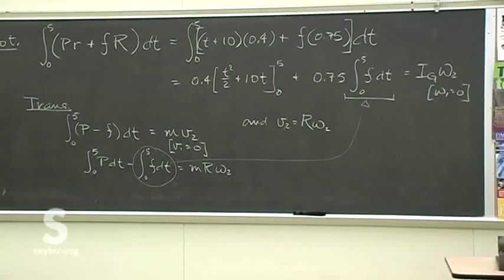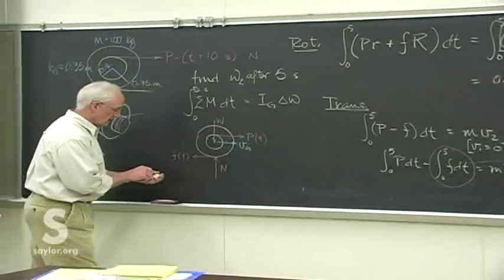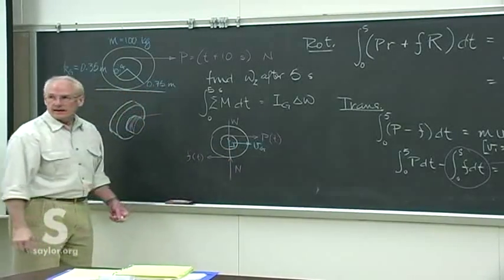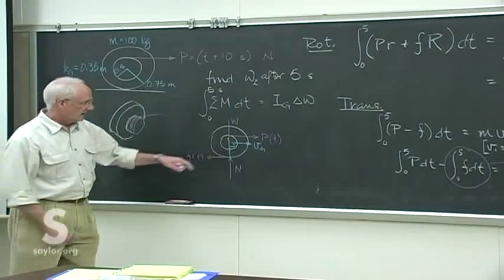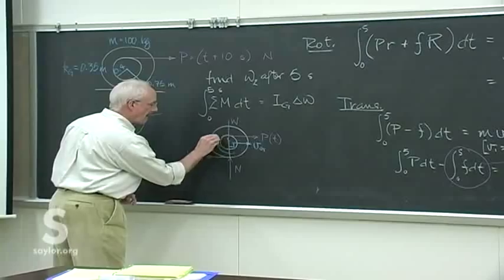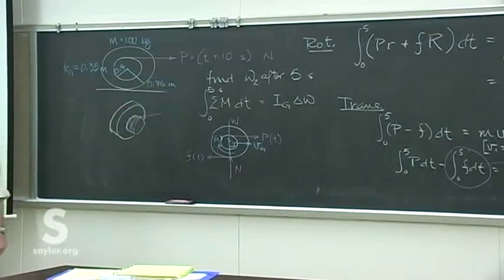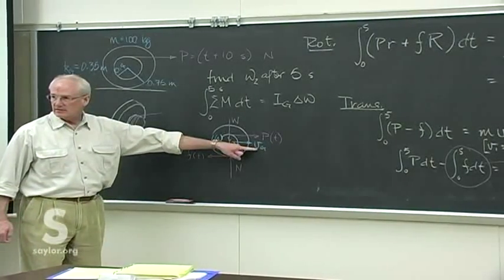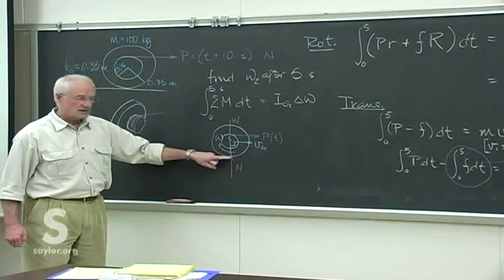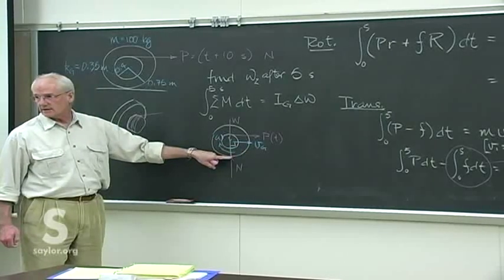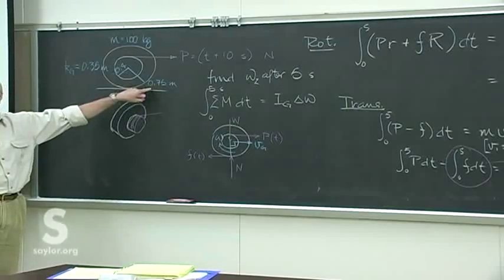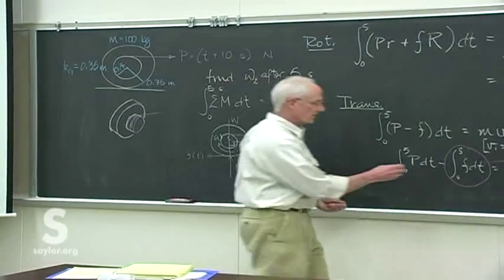For which part? For this right here? Yeah. That no slip condition is based on that the velocity is equal to the r omega. So it's got to be the distance between the center, the velocity of the center of mass, and this contact point. So that's the big R, the 0.75, for this part right here.